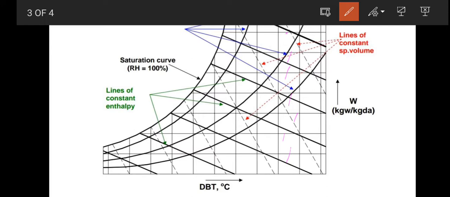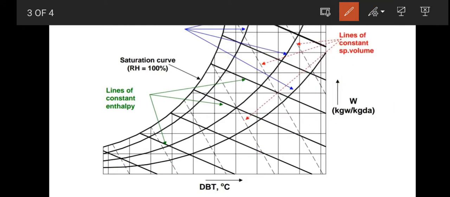Then all these dotted inclined lines indicate the specific volume. Specific volume has units of meter cube per kg of dry air. So these lines are the specific volume lines, the dotted inclined lines.